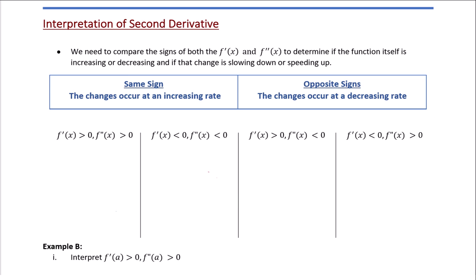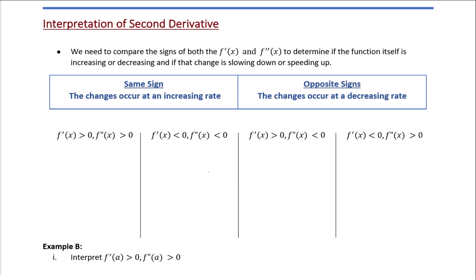Now let's take a look at the interpretation of the second derivative. We need to compare the signs of both the first derivative and the second derivative to determine if the function itself is increasing or decreasing, and if that change is slowing down or speeding up. So there's two things that can occur.